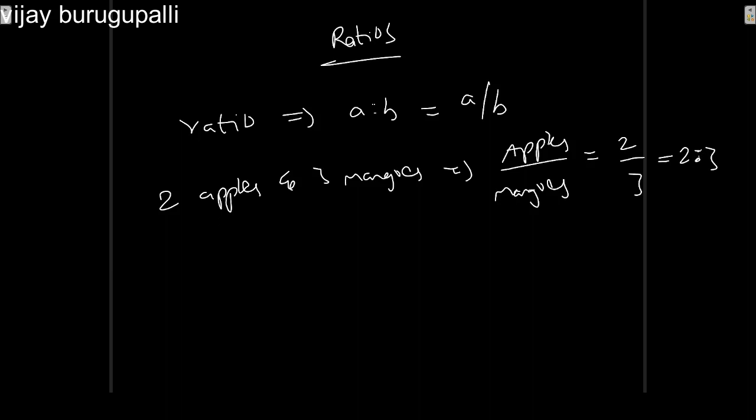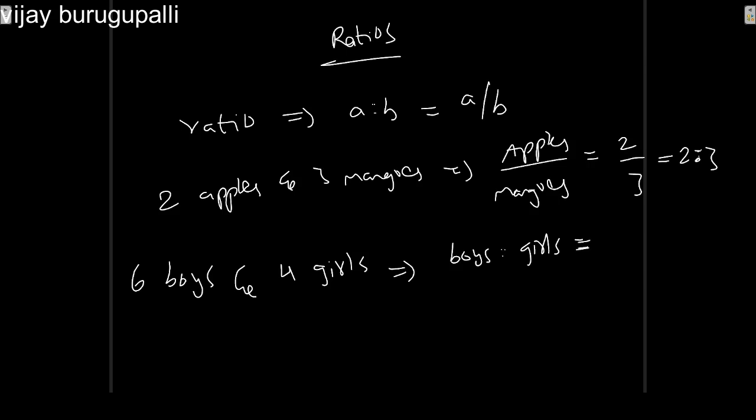Let's take another example. If there are 6 boys in a classroom and 4 girls in a classroom, now the ratio of boys to girls can be given as 6 is to 4, which is nothing but 6 by 4, or 3 by 2, that means 3 is to 2.